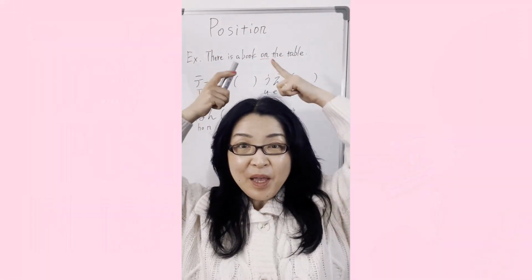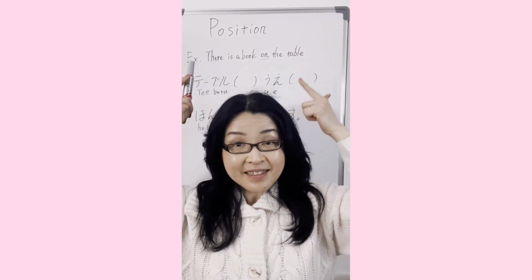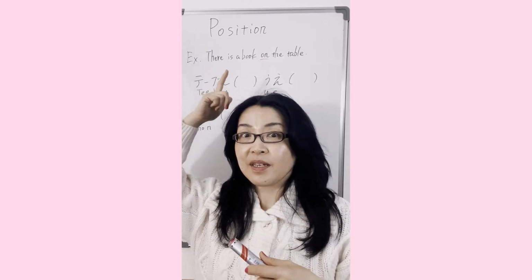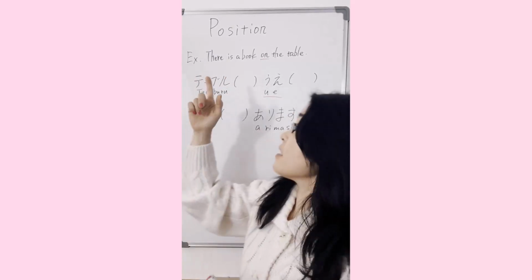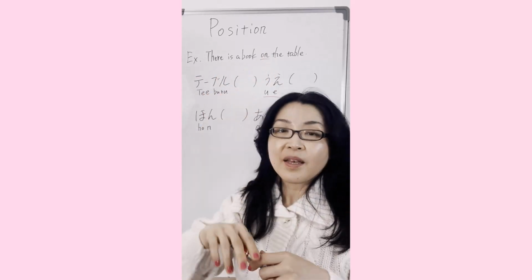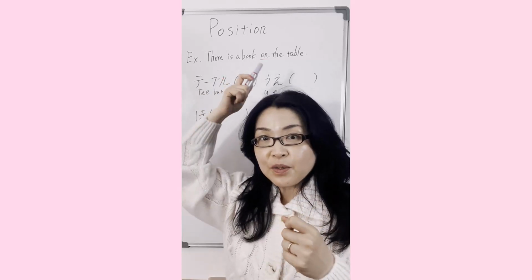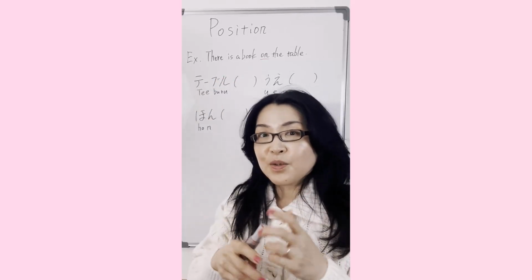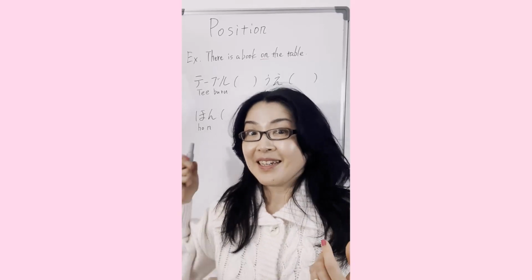Today I'm talking about position. So, let's make a sentence showing a position of an object. For example, there is a book on the table. This kind of "on" shows where the book is, to show the position. We need to juggle some particles in the sentence.